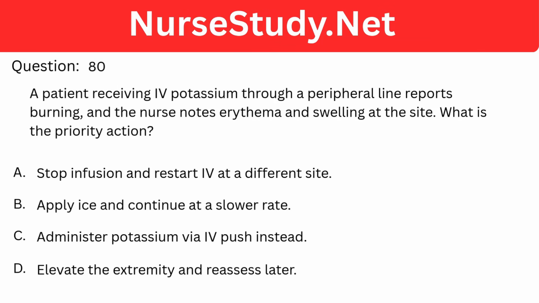Question 80. A patient receiving IV potassium through a peripheral line reports burning, and the nurse notes erythema and swelling at the site. What is the priority action? A. Stop infusion and restart IV at a different site. B. Apply ice and continue at a slower rate. C. Administer potassium via IV push instead. D. Elevate the extremity and reassess later.